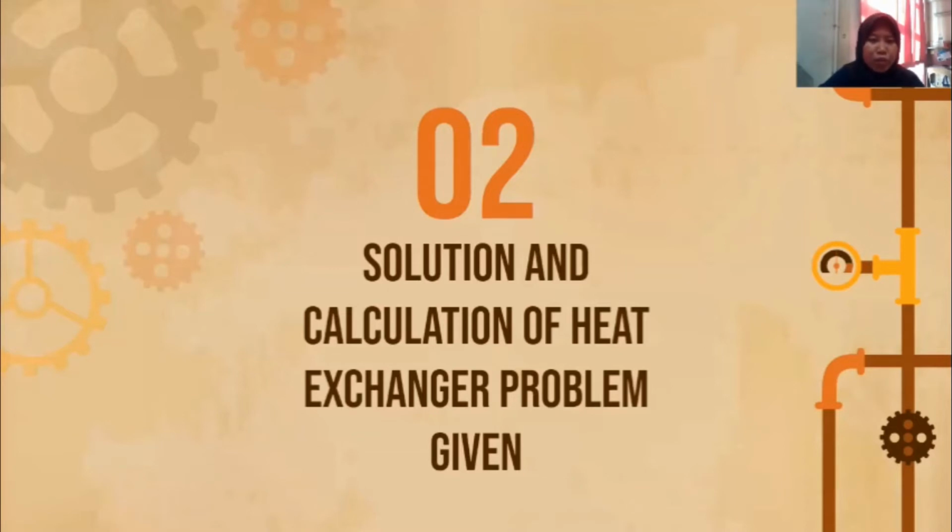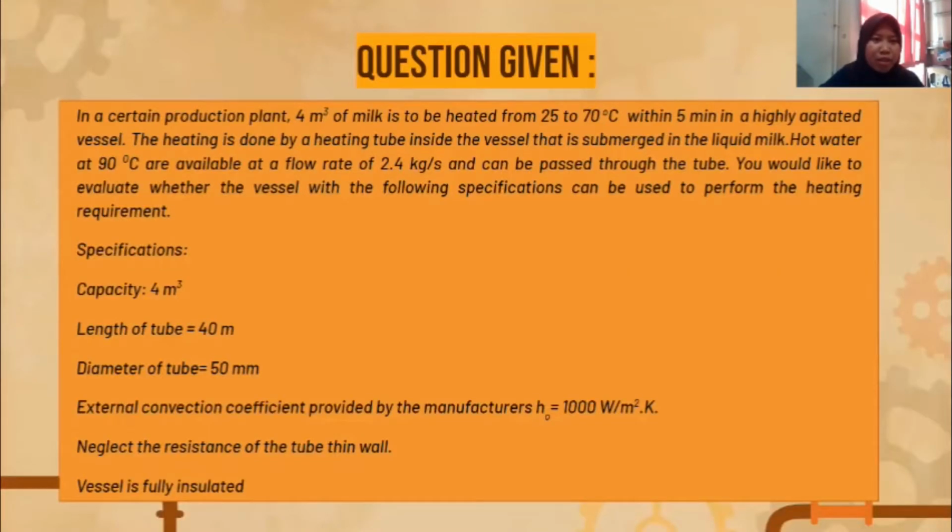Next, in this section, we will talk about the solution and calculation of the heat exchanger problem given. The question given is: in a certain production plant, 1 meter cube of milk is to be heated from 25 to 70 degrees Celsius within 5 minutes in a highly agitated vessel. The heating is done by a heating tube inside the vessel that is submerged in the liquid milk. Hot water at 90 degrees Celsius is available at a flow rate of 2.4 kg per second and can be passed through the tube.